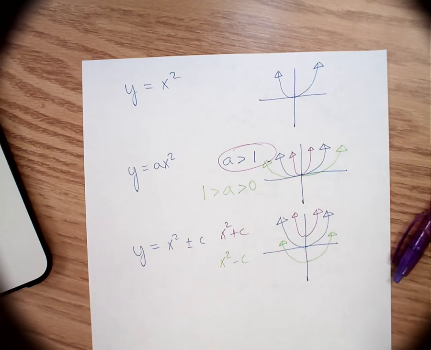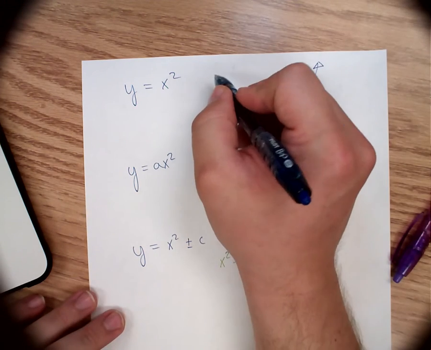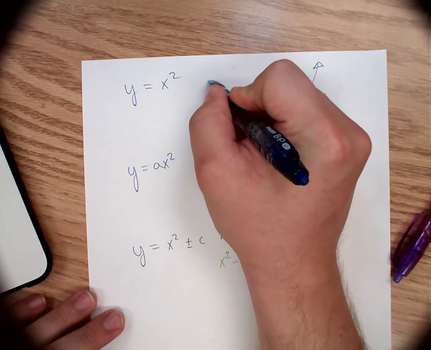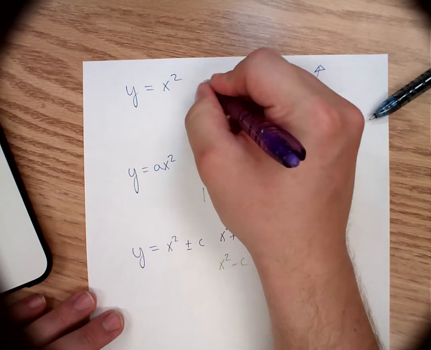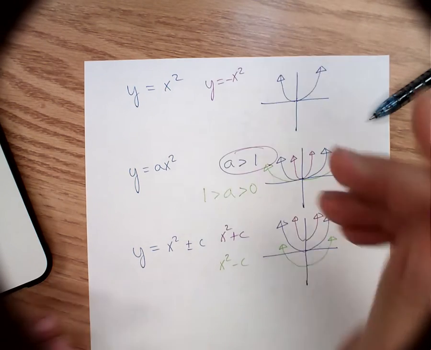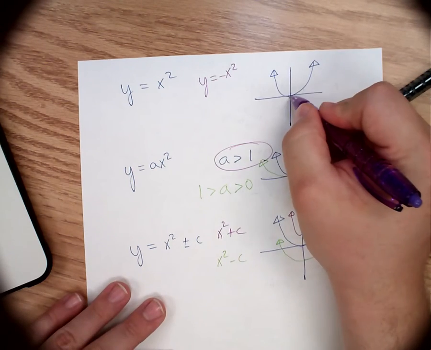Okay. The second one we had. Let's say we had y equals negative x squared. When you have a negative, it flips downward.